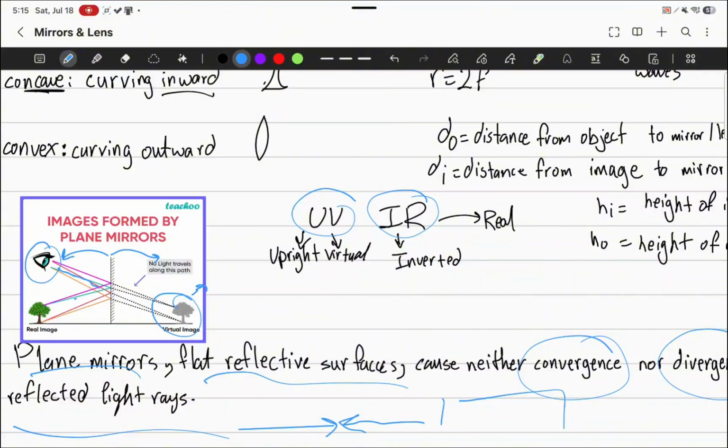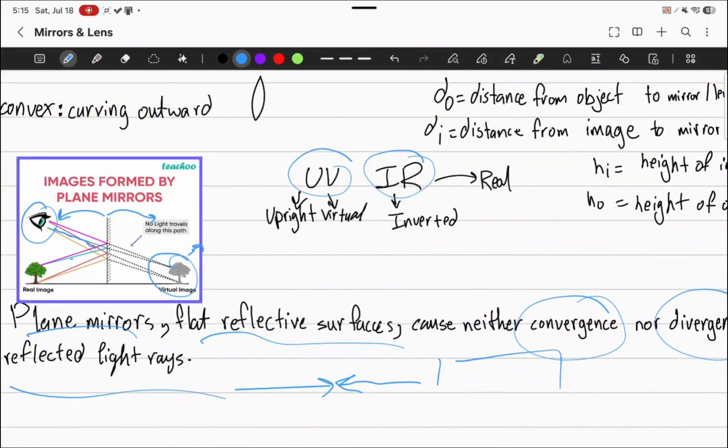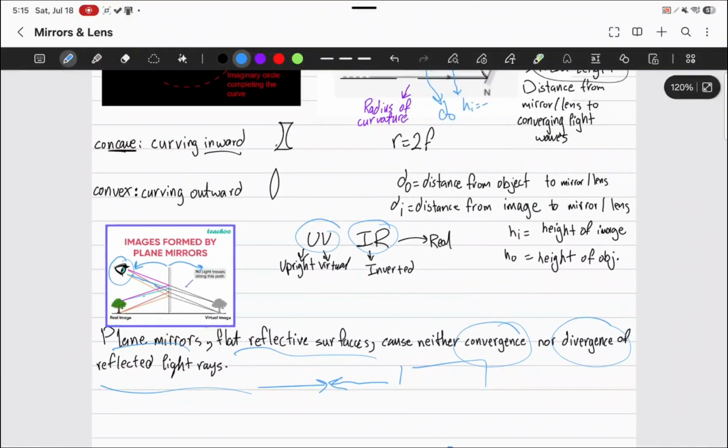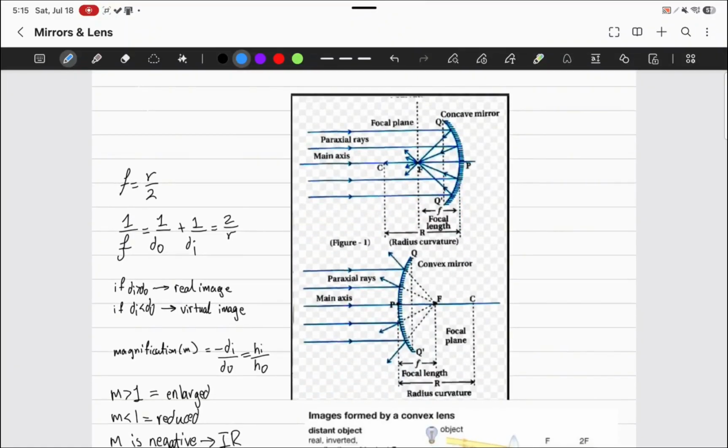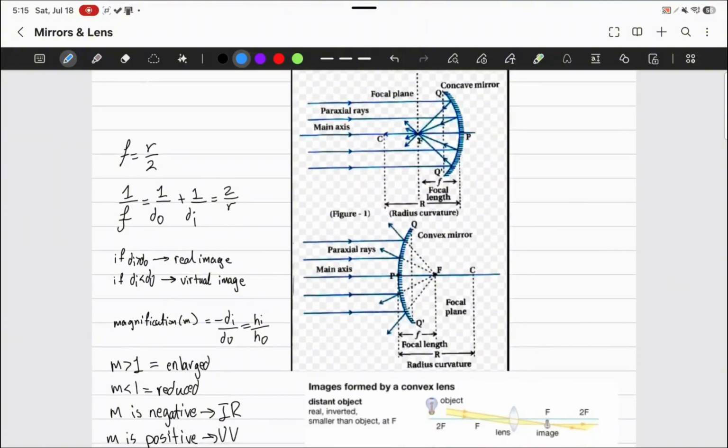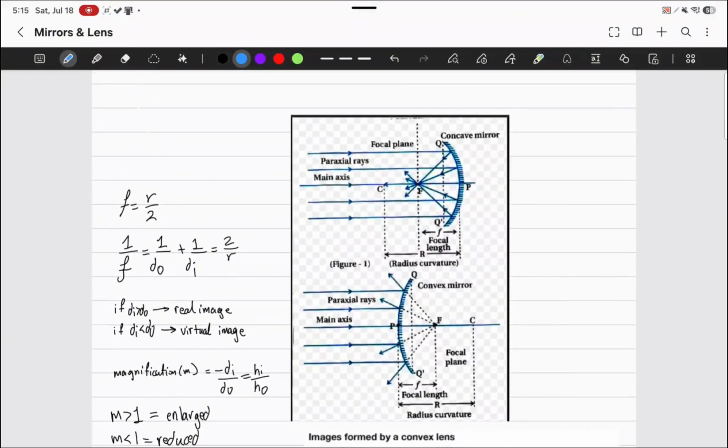The opposite is true if this was a lens. Then the fact that it's on the other side would make it real, and it being on your side means it's virtual. So for a lens, the real image is on the opposite side of the lens, and the virtual image is on the same side.